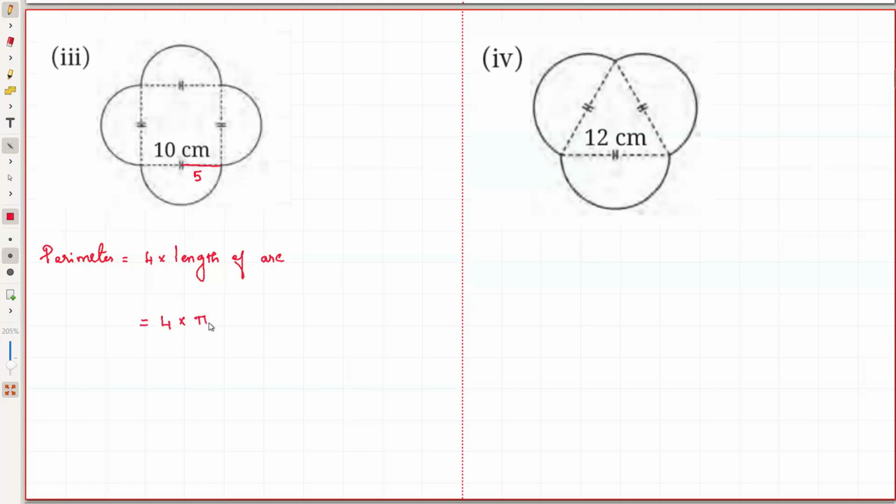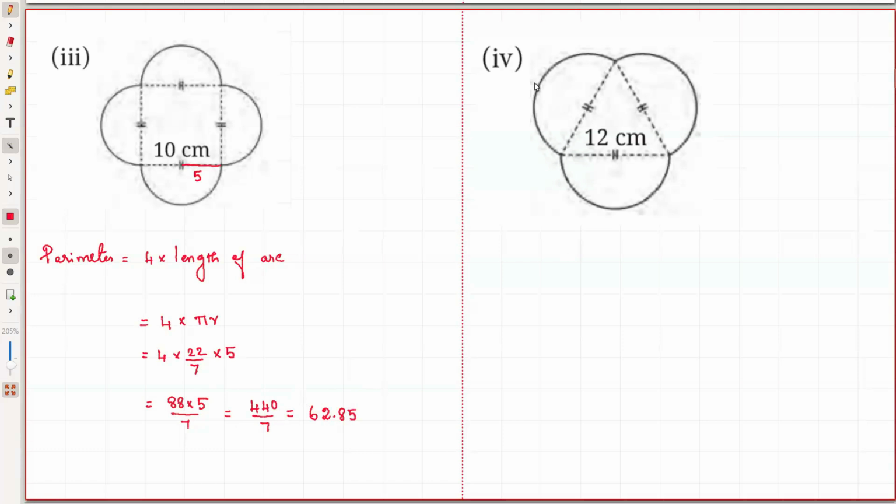The formula is pi r. So 4 into pi value 22 by 7 into radius 5 centimeter. Just multiply it. We'll be getting 88 into 5 by 7. So 88 into 5 is 440, and 440 divided by 7 is 62.85, taking 2 decimal places.